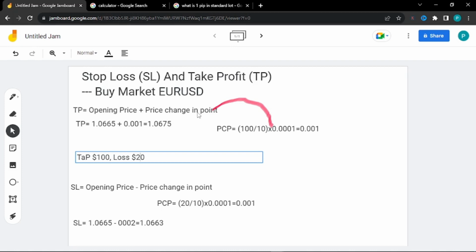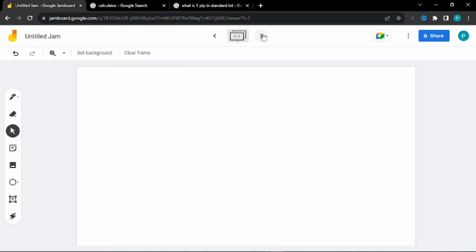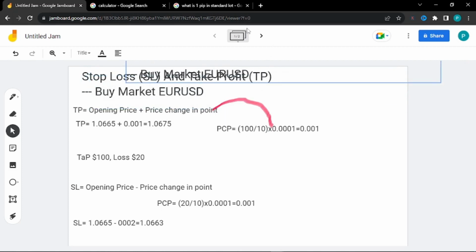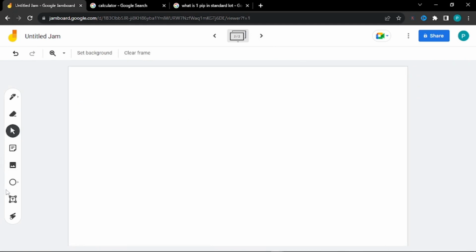So now when we go to sell market, it is a reverse equation. For the sell market, you don't use opening price plus price change in points anymore, but you use opening price minus. So now let me open another tab and then show you how that works. So now in tab 2, we are actually going to be dealing with, let me just duplicate this. Okay, I can move it to tab 2. For that, let us come over to tab 2.